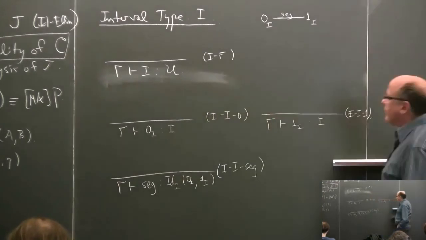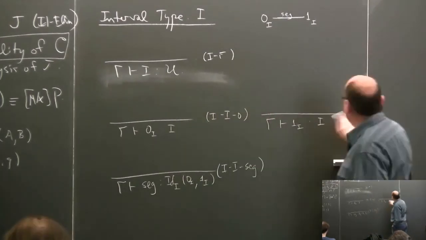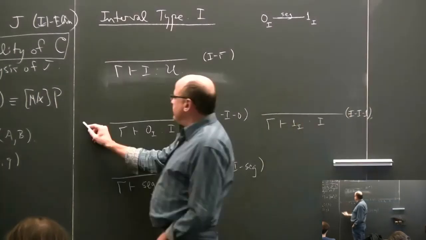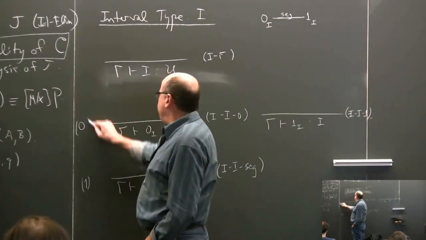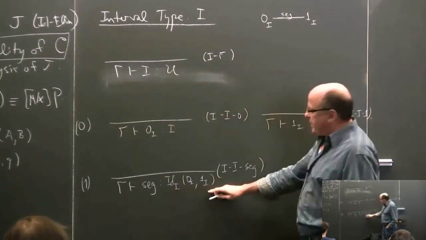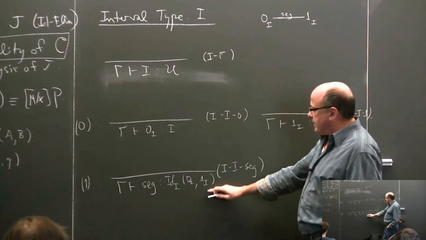So I have another introduction. So I have 3 introduction rules that are going on here. In some sense, these are the 0 cells and these are the 1 cells. That is, I'm introducing these as ordinary elements, and here I'm introducing them as paths. Okay, so that's the idea.